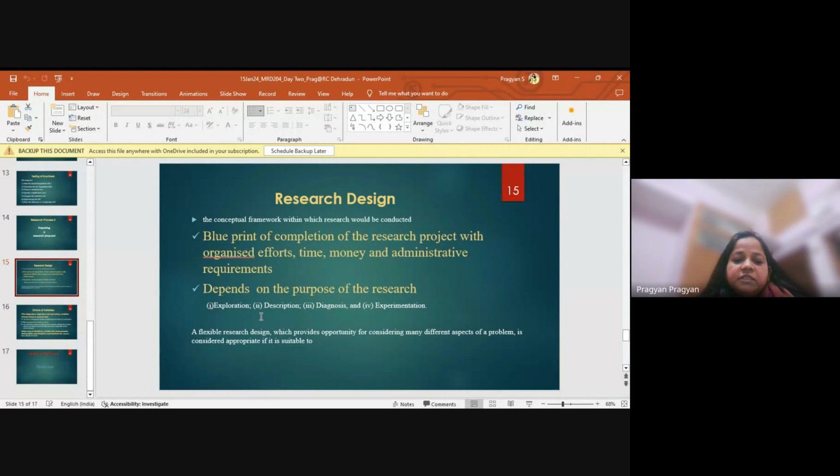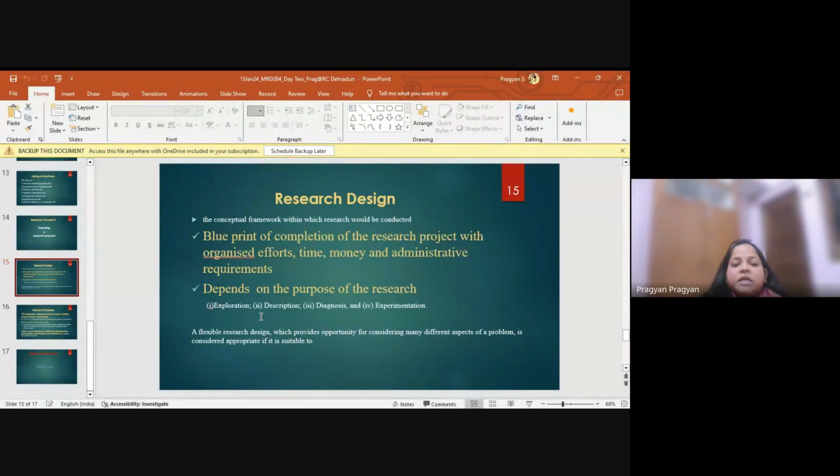Then second is descriptive research design. In descriptive research design, the prime purpose of research is description of a particular research problem. That means we are going to cover all parts, all dimensions as much as possible. We are not going to limit the number of dimensions. Actually, this is just opposite to the process that we follow in the exploratory research design.